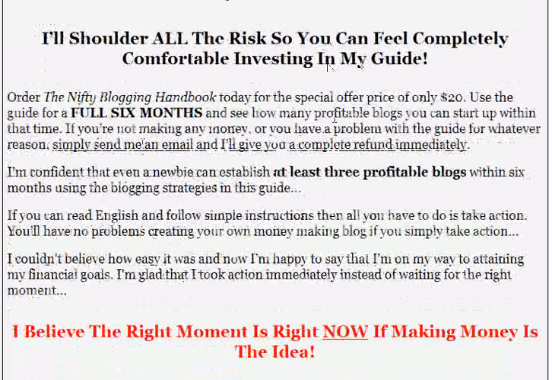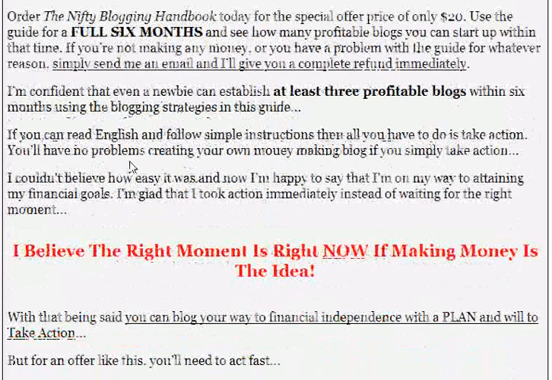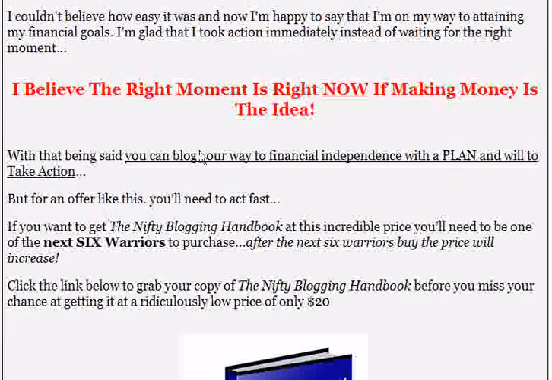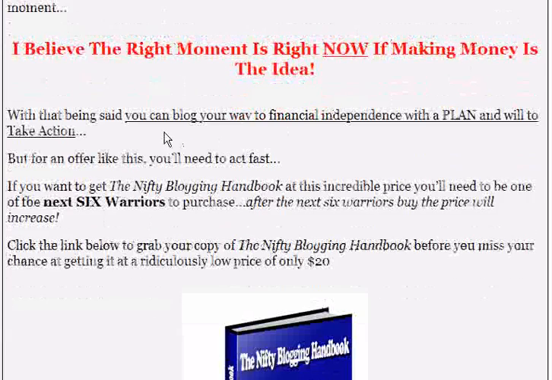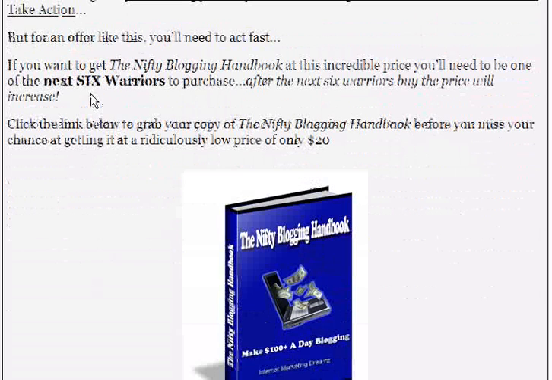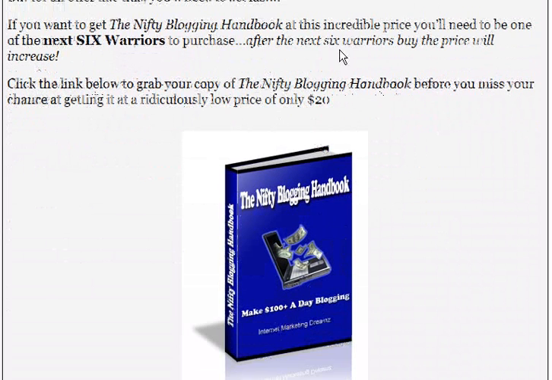I'll show all the way so you can feel comfortable investing in my guide. Okay, your guarantee. I'm confident that if you read English and follow instructions, you'll think, well, I couldn't believe how easy it was. So happy I'm on my way to attaining the final. I believe it's the right moment right now for making this idea. With that said, you can blog your way to financial independence. But for an offer like this, you'll need to act fast. If you want to get this incredible handbook, you'll need to purchase within the next 6 hours.